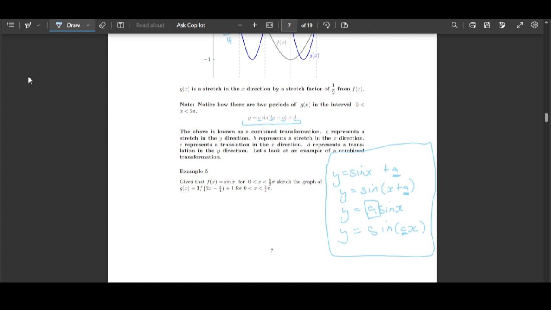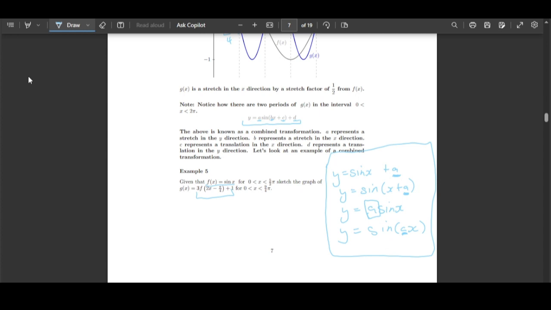So in past papers, usually your transformations are given as combined transformations. So you should master the basic transformations first. You should be able to apply the principles for the basic transformations to a combined transformation. So now let's look at an example. We're given that f of x is sine of x, and we're given that g of x is 3 f of 2x minus pi over 4.